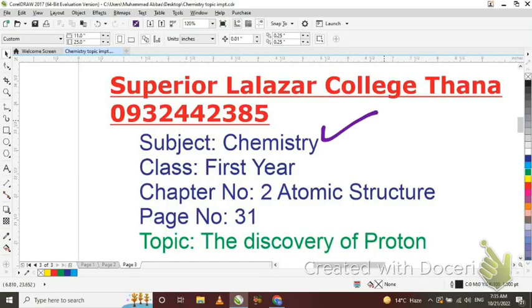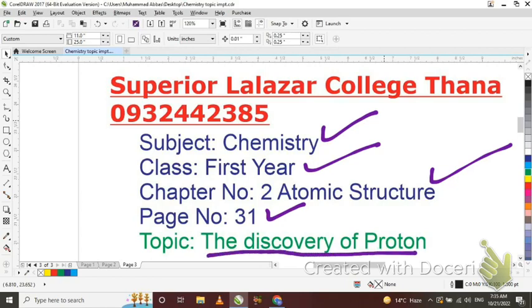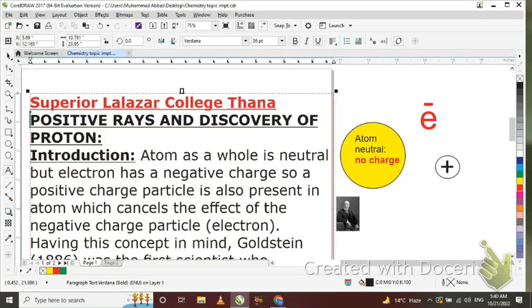Subject Chemistry, Class First Year, Chapter number 2, Atomic Structure, page number 31, topic The Discovery of Proton. Bismillahir Rahmanir Rahim. Positive rays and discovery of proton.